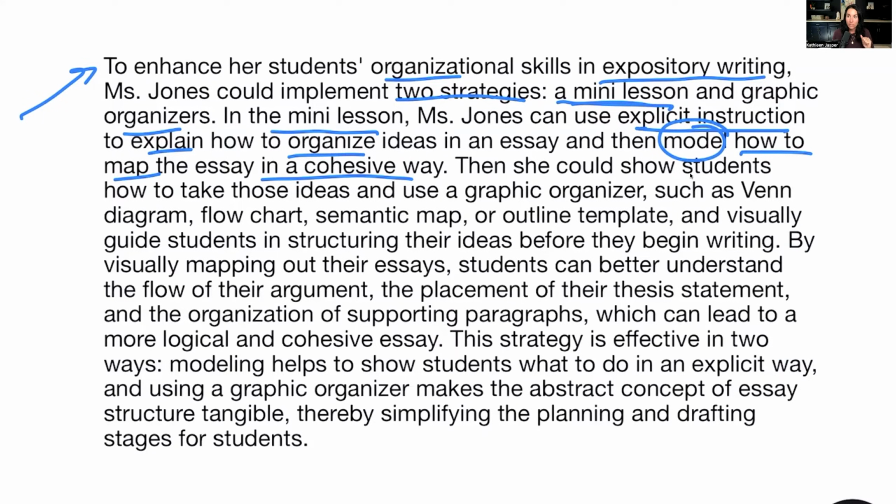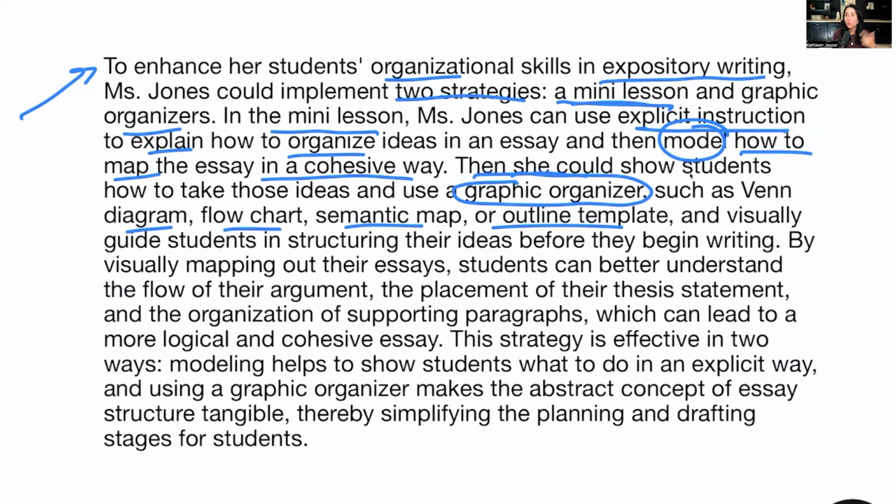Okay. Now I'm going to the second strategy. Then she could show students how to take those ideas and use a graphic organizer. So I'm almost incorporating the graphic organizer in my mini lesson, but it's still 2 strategies. 1 is the explicit instruction modeling through my mini lesson, and 2 is a demonstration of how to now use a graphic organizer, such as a Venn diagram, flowchart, semantic map, or outline template, and visually guide students in structuring their ideas before they begin writing.